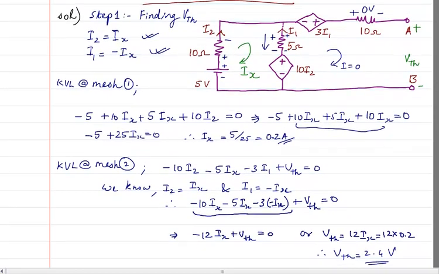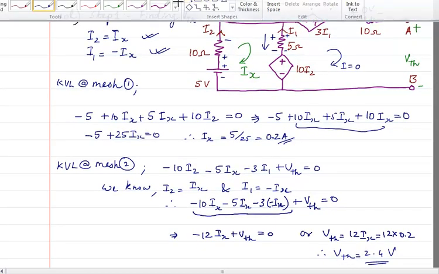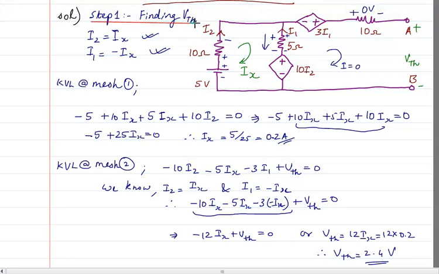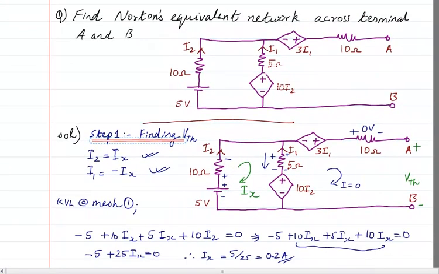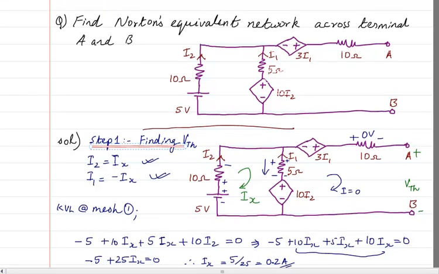Okay. So that is step 1. So step 1 we have done. That is finding VTH. Next, if it was normal Norton's, the question is asking for Norton's, isn't it? If it was normal Norton, I would have first found IN then RN. But here I am first finding VTH. Why am I doing this?